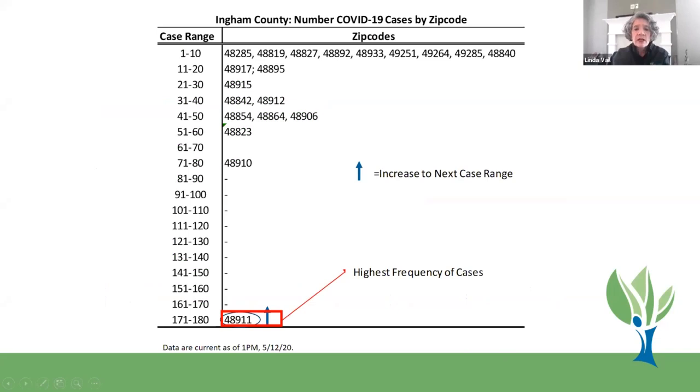If we look at our zip code prevalence, we still see 48911 way out ahead in this 171 to 180 range. And we go all the way down to 71 to 80 to get our next highest range. And then we're in 48823, which is Lansing, 48864, which is Mason, and I think 48842 is Holt up in here.